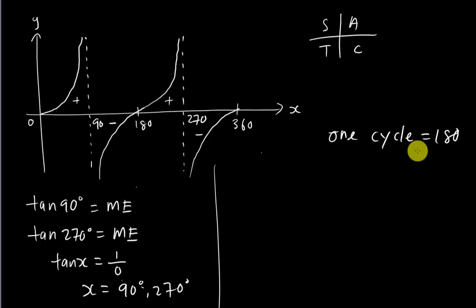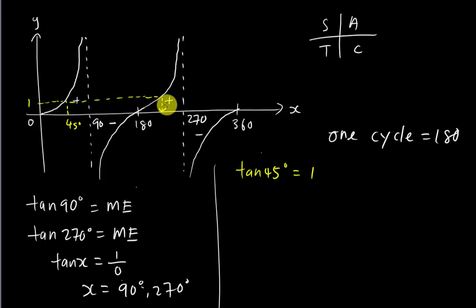Okay, for tangent, the only value you can remember is 45 degrees, which is 1. Whenever tangent 45, you will get 1. So 45 you will get 1. And the second one, you will get 1 is over here.